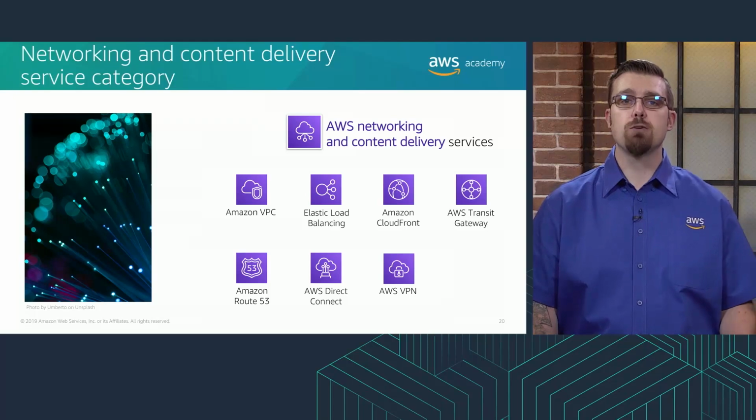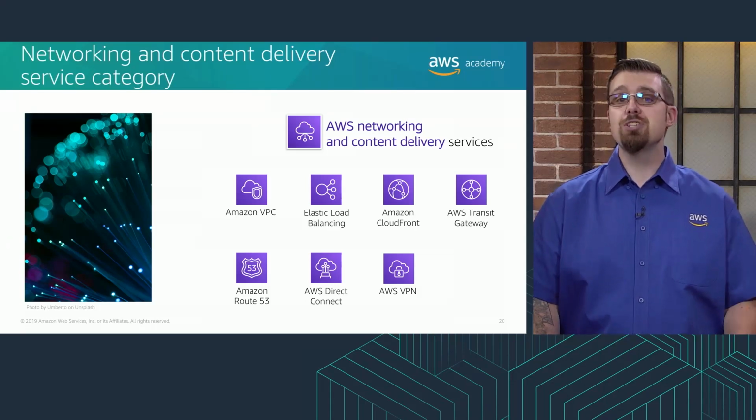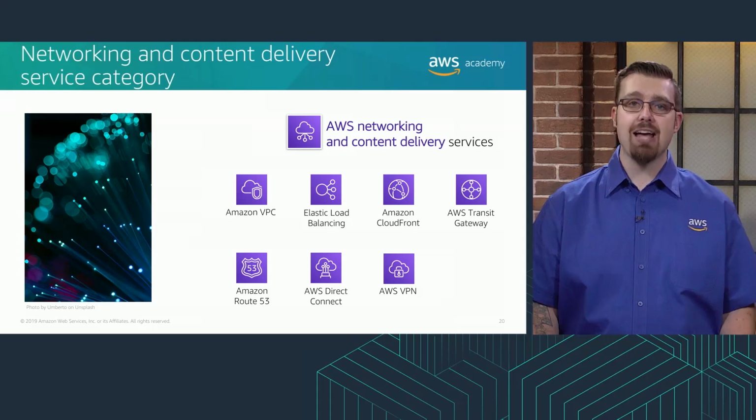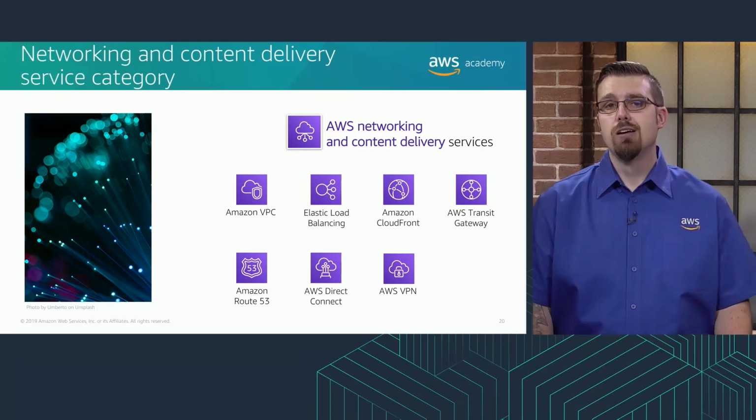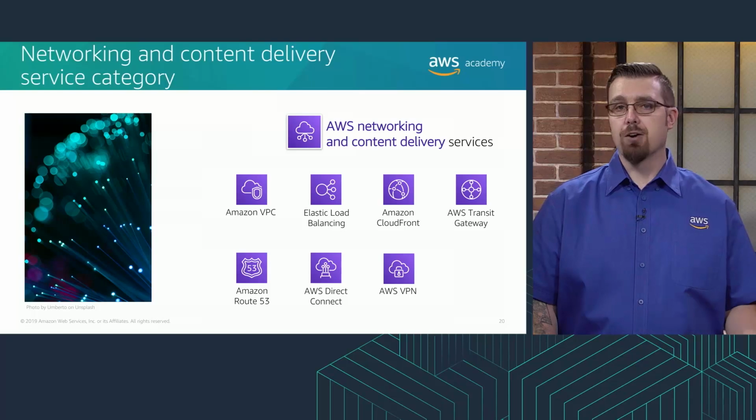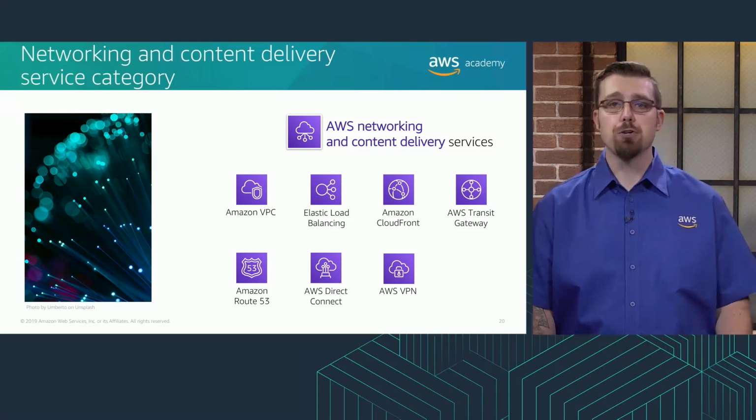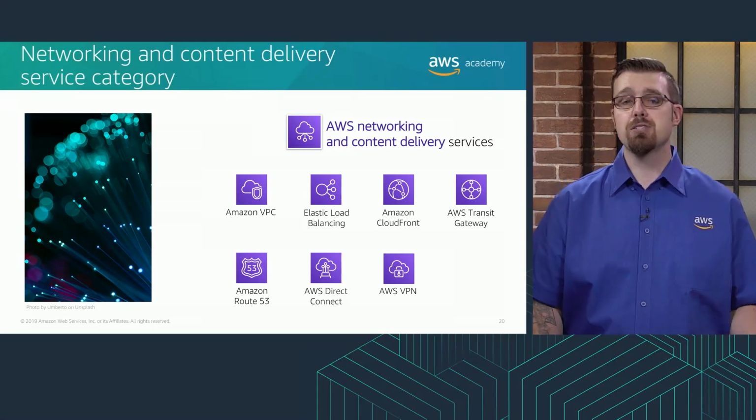AWS Direct Connect provides a way to establish a dedicated private network connection from your data center or office to AWS, which can significantly reduce costs and increase bandwidth throughput. To wrap up the networking service category, we have AWS VPN that provides a secure private tunnel for your network or device to the AWS global network.